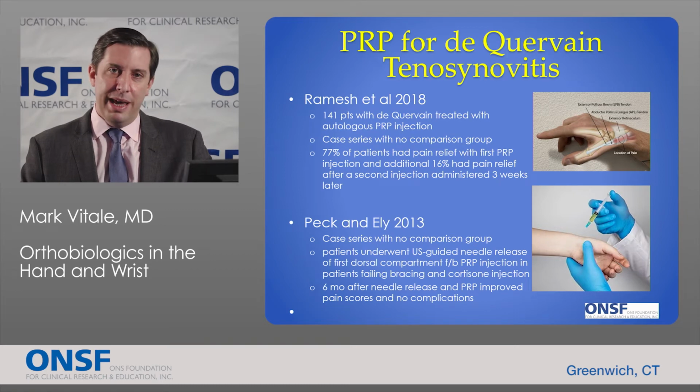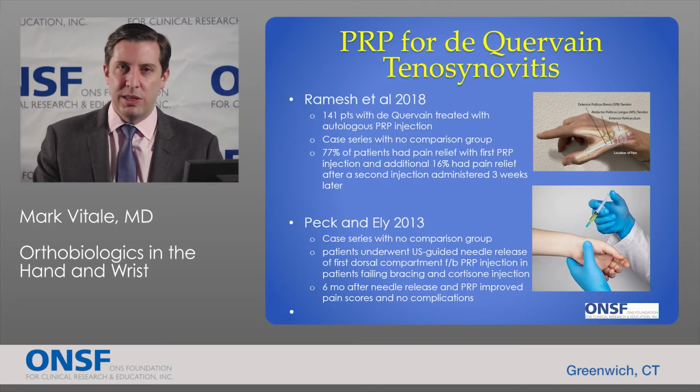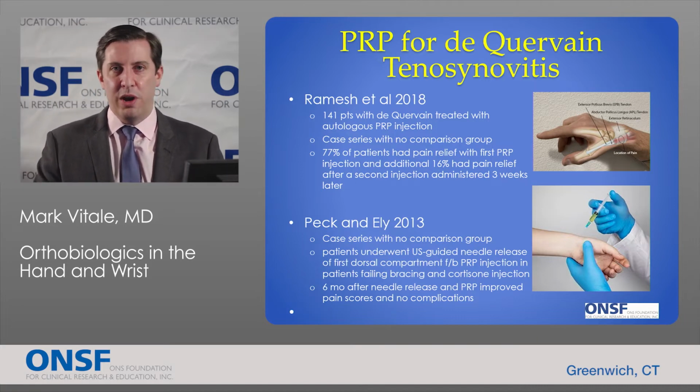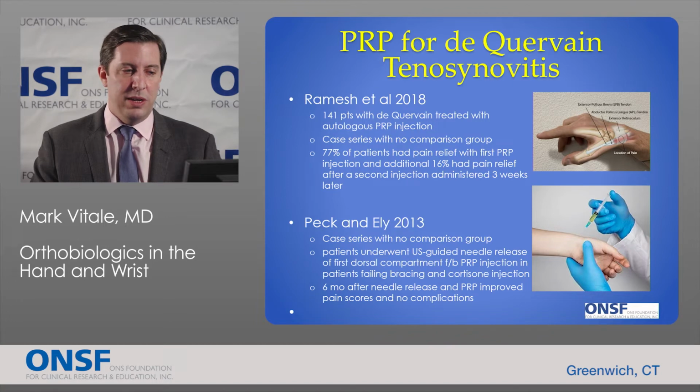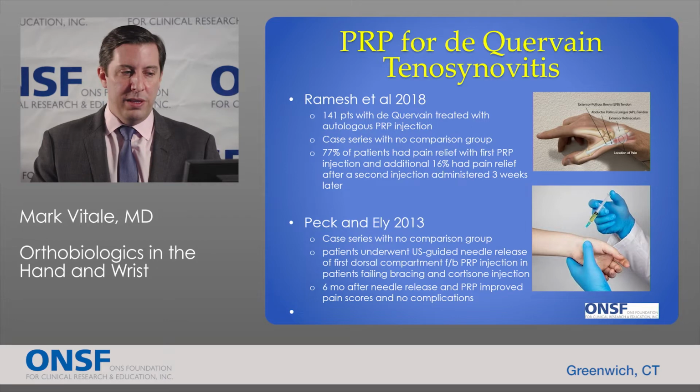Now, PRP has been studied for this condition. So what's the evidence? There was one large study by Ramesh and colleagues in 2018 that looked at over 140 patients that had de Quervain's tenosynovitis, and they were treated with autologous PRP injection. Now, there was no comparison group. This was a case series, but the authors reported that more than 2/3 of patients had pain relief with the first PRP injection, and an additional 16% had pain relief with the second injection, administered 3 weeks apart.